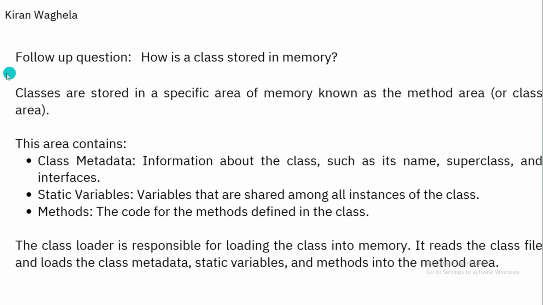A follow-up question on this may be asked: how is the class stored in memory? Classes are stored in a specific area of memory known as the method area, or we can say the class area. This area contains class metadata, static variables and methods. Class metadata is information about the class such as its name, superclass and interfaces. Static variables are variables that are shared among all the instances of the class. Methods are the code for the methods defined in the class. So that is going to be stored inside the method area.